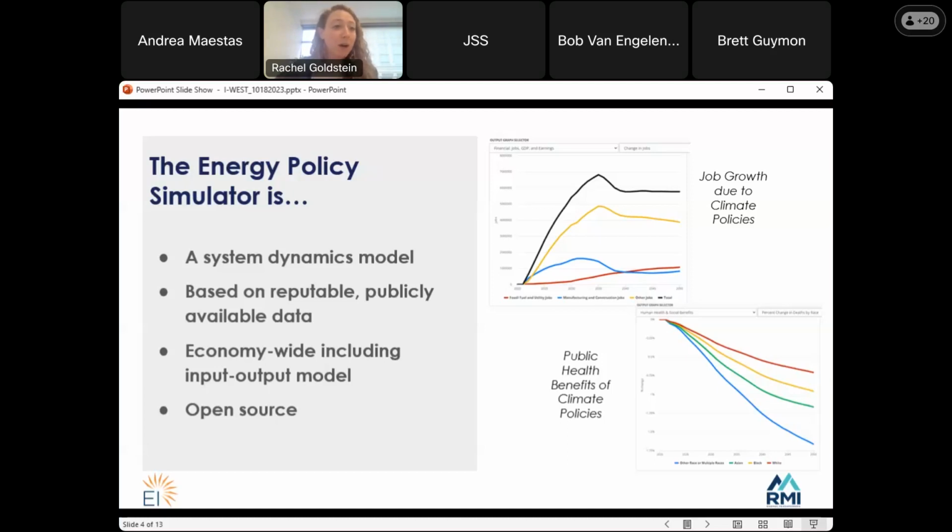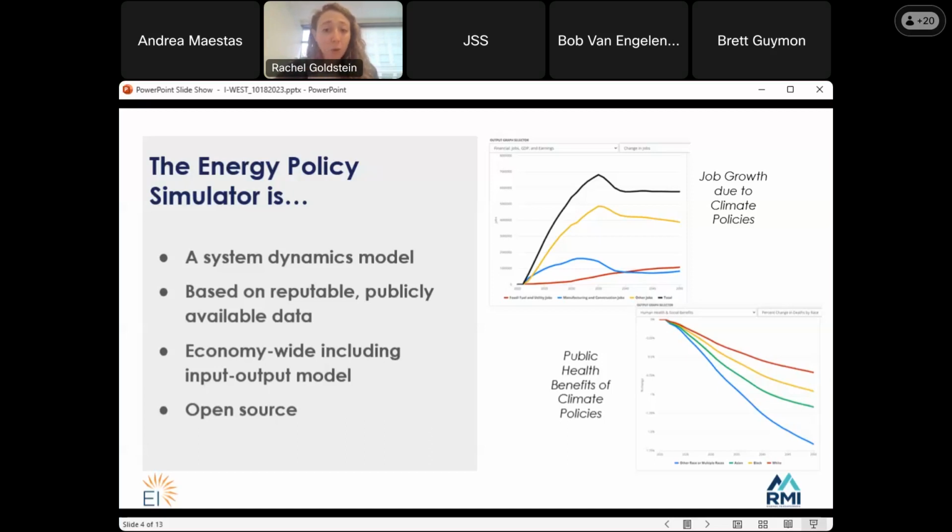So whether you are new to this kind of modeling work and you just want to play around with the web tool, which is quite user-friendly, or if you want to dig down into the weeds a bit more, we have this publicly available free software that you can use to explore what the model can do.